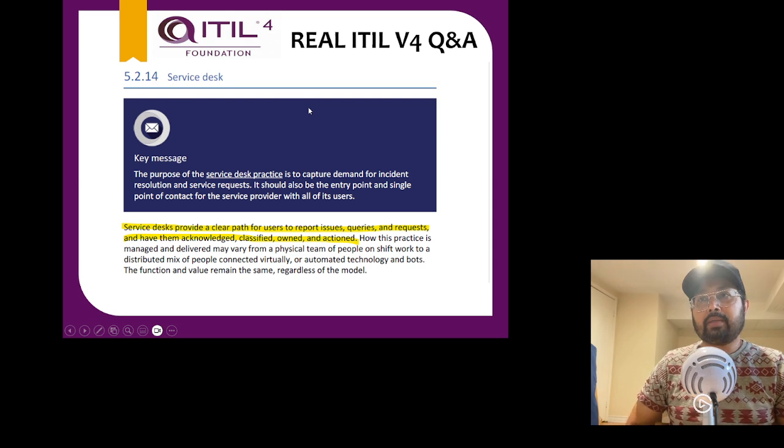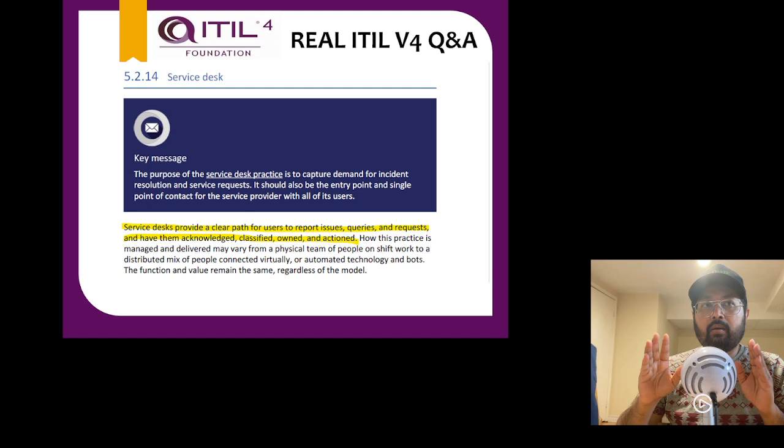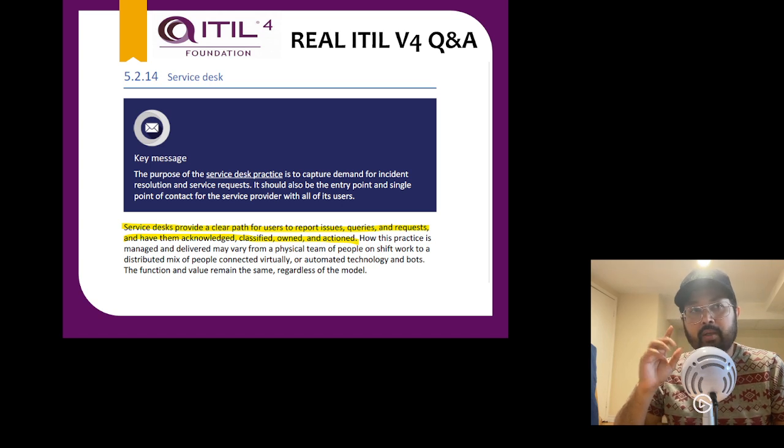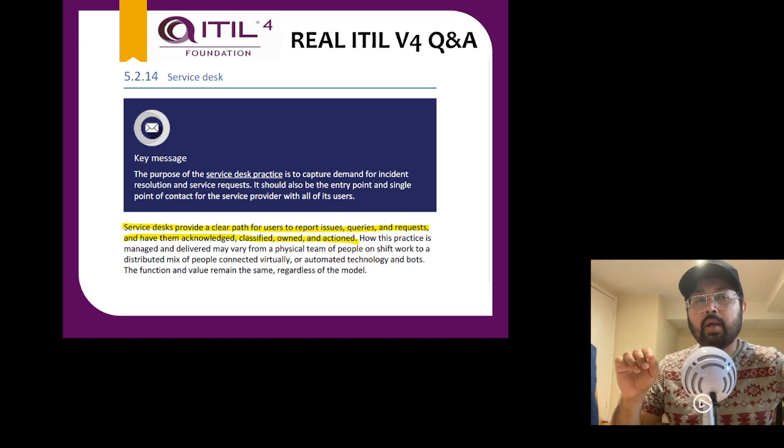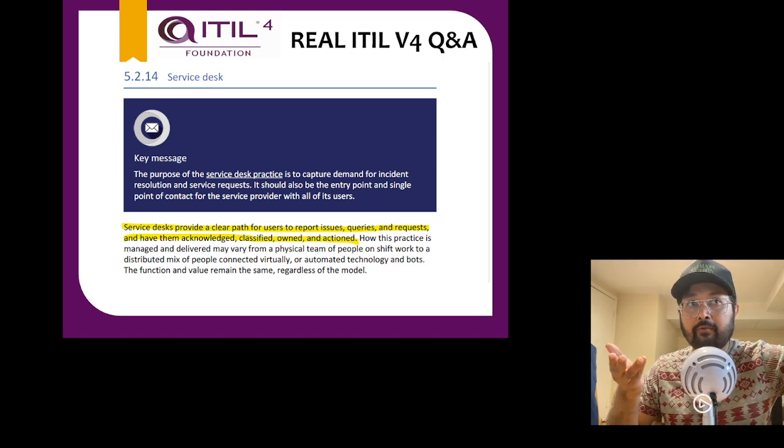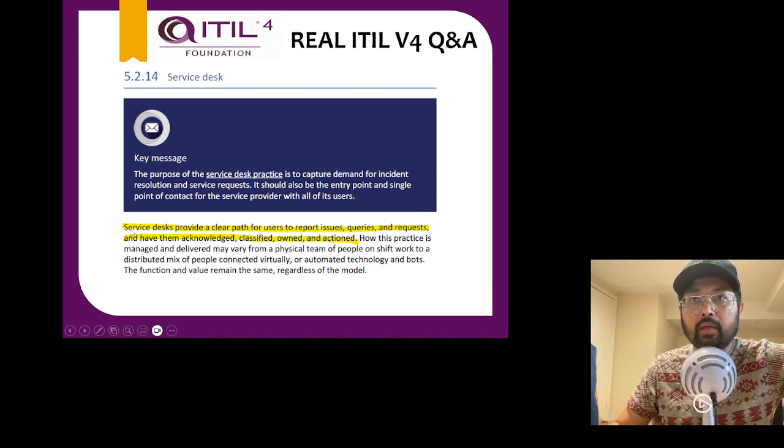So here is the real explanation from the books from where this question arises. In the books, section 5.2.14, there is a definition of service desk, and also an explanation of what service desk does. I marked it with yellow highlighter, so you can see the service desk provides a clear path for users to report issues, queries, and requests, and have them acknowledged, classified, owned, and actioned.